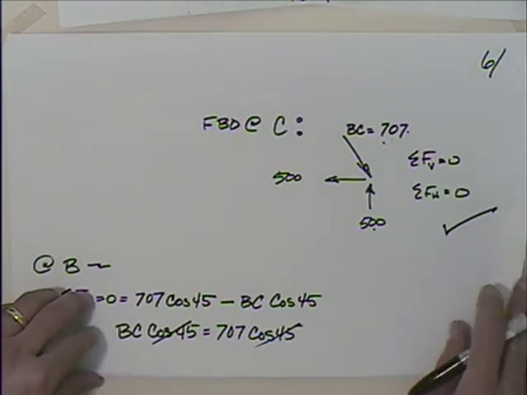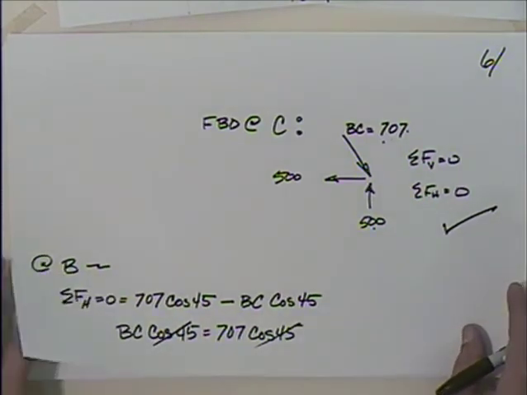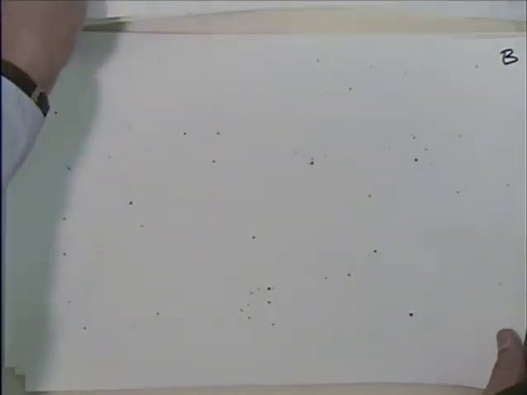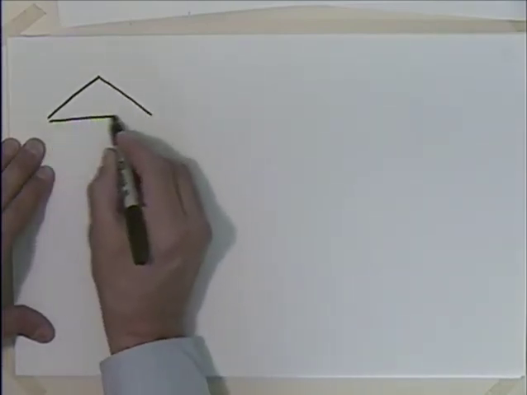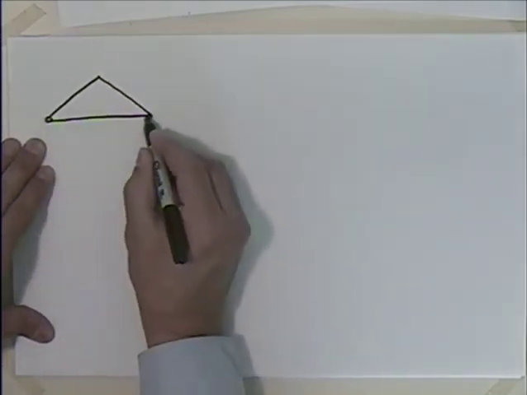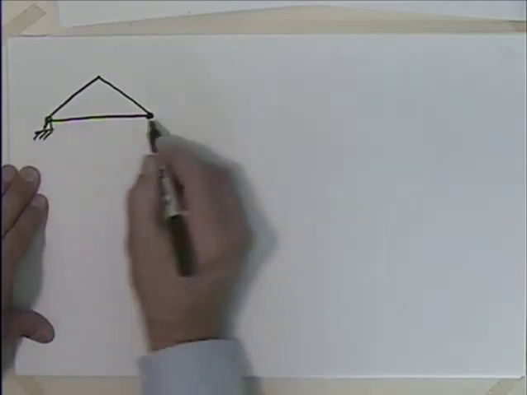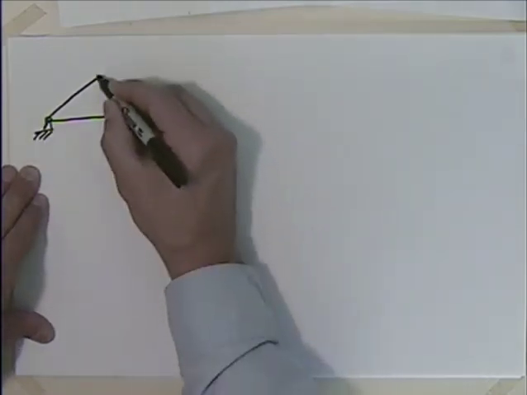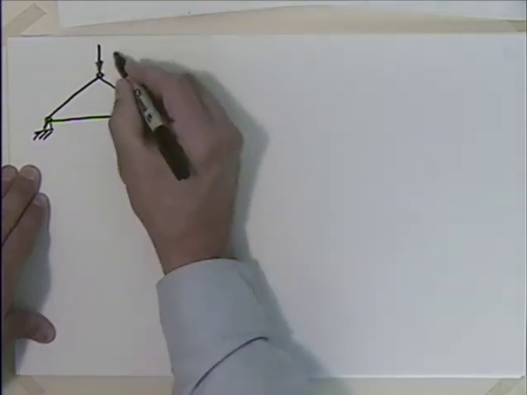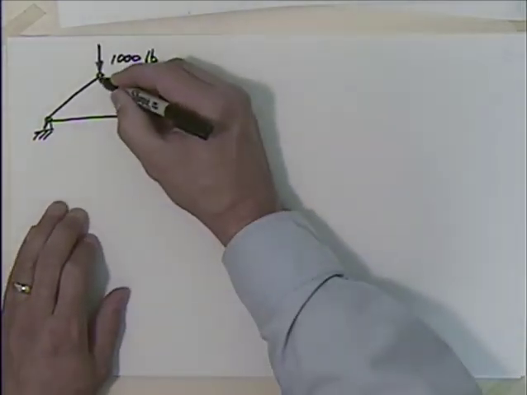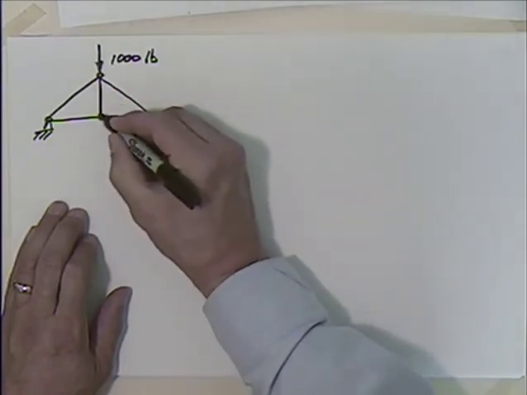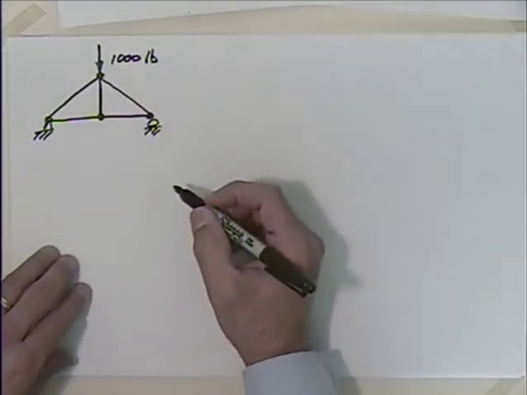One thing that I would like to look at in this problem before we leave it is, what happens if we were to design or build the problem a little differently? We started out with a problem that looked like this, and we had this 1,000 pounds here. What happens if I would have put a member here, like this? So I would have added a member and another joint down there.